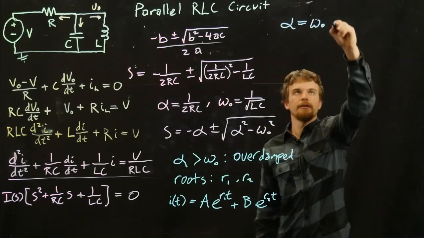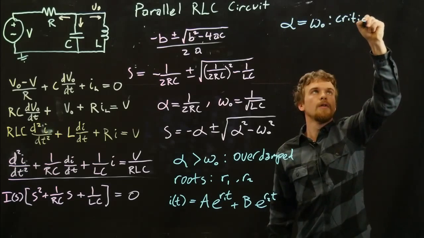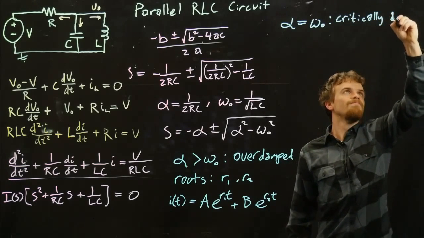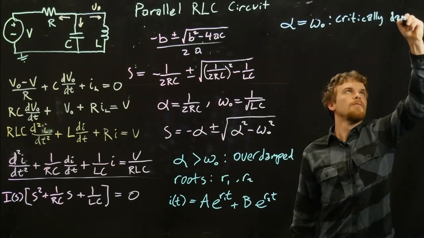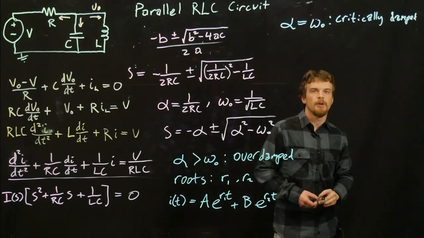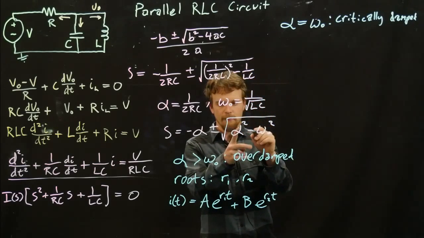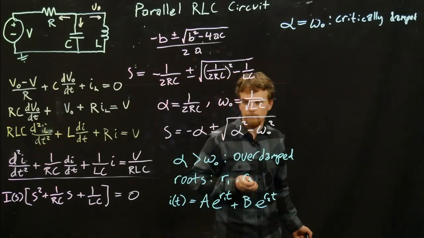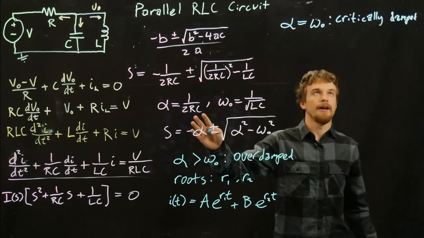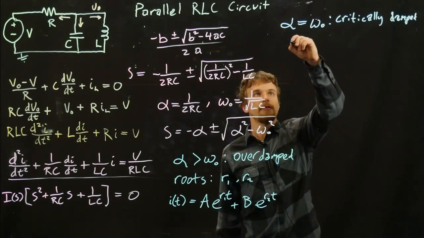Okay, so let's work with the next case where alpha is equal to omega. I think we call this critically damped. Okay, so what do we get here? This term inside the square root is equal to 0. And then we have just a repeated root at negative alpha.